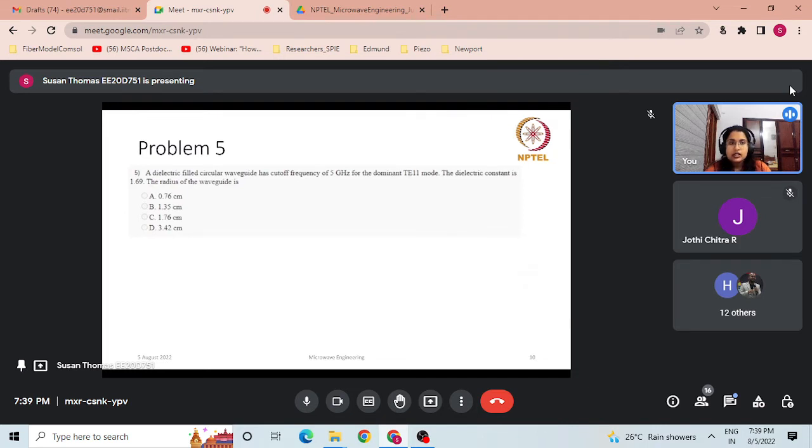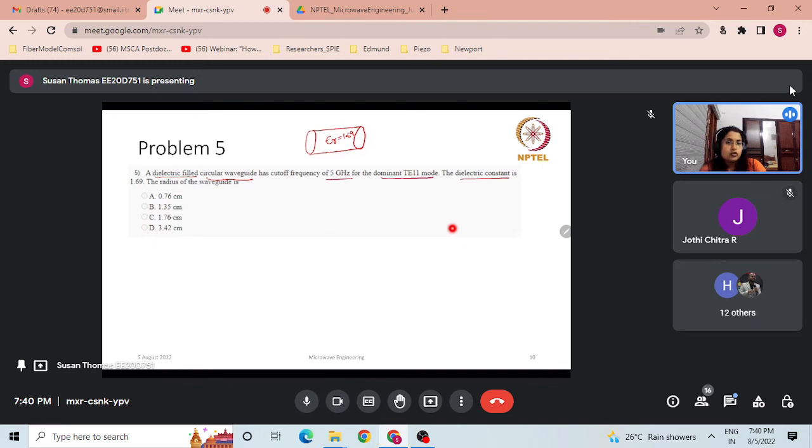So the first question on circular waveguide is a dielectric filled circular waveguide. So far, if you have noticed, you had been seeing air filled rectangular waveguides. So here there is a dielectric filled. Inside the waveguide, we have a dielectric with some dielectric permittivity value, or dielectric constant value. That is being given as 1.69. And the cutoff frequency for the dominant TE11 mode.